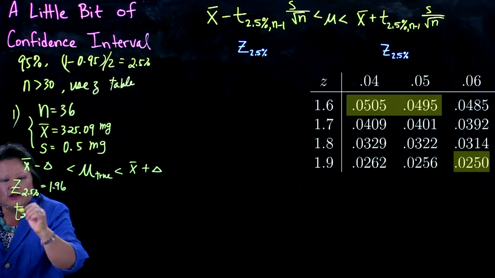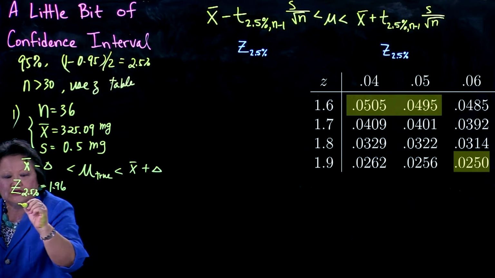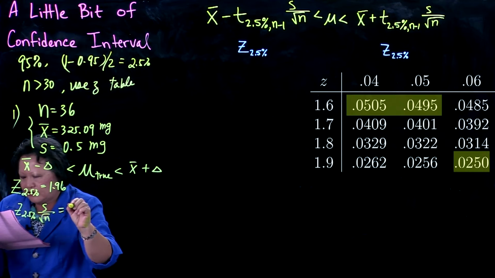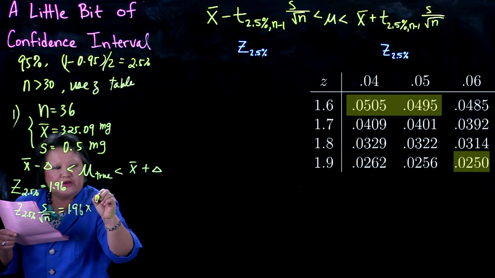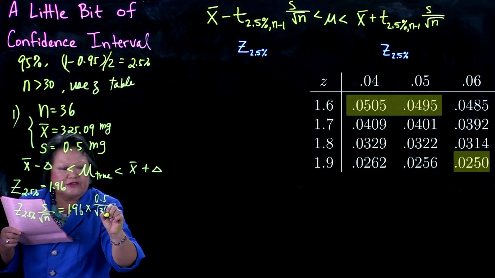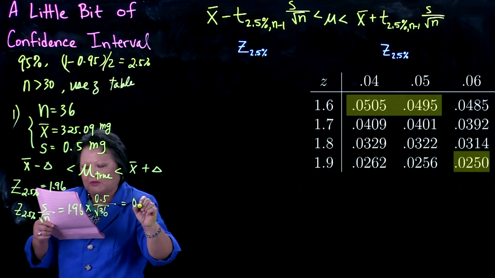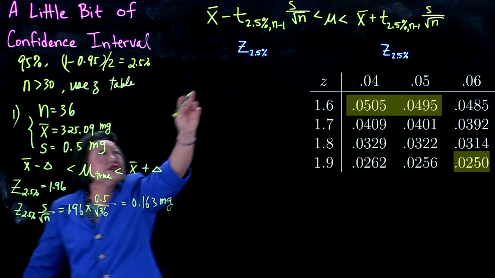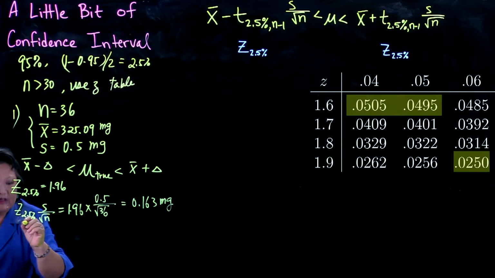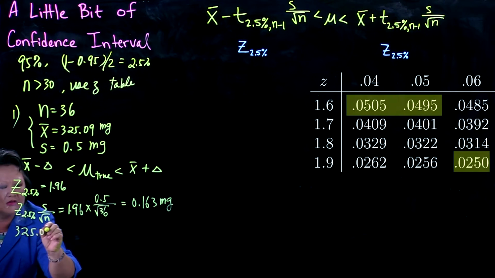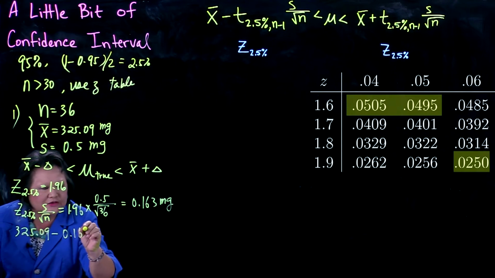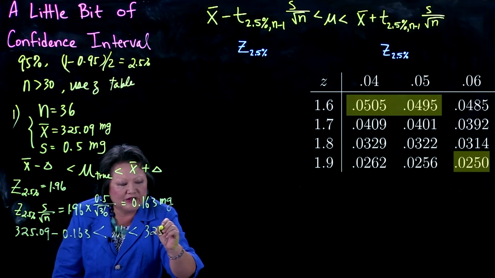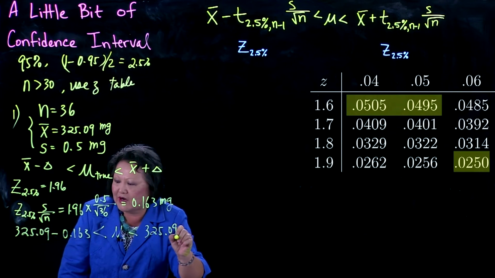So Z of 2.5% times S over square root of n is equal to 1.96 times 0.5 divided by the square root of 36. If you calculate this, it turns out to be 0.163 milligram. That's our delta right here, which is this portion. Therefore, X bar, which is 325.09, minus 0.163, is smaller than mu, which is somewhere in that interval. We don't know where, but we know with 95% confidence it is somewhere in this interval.